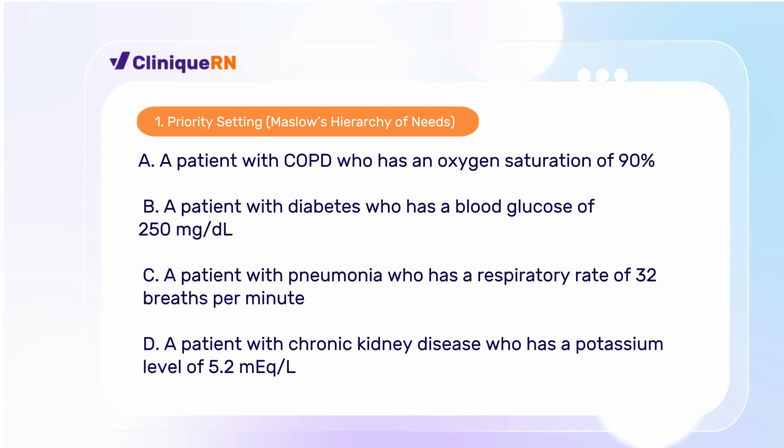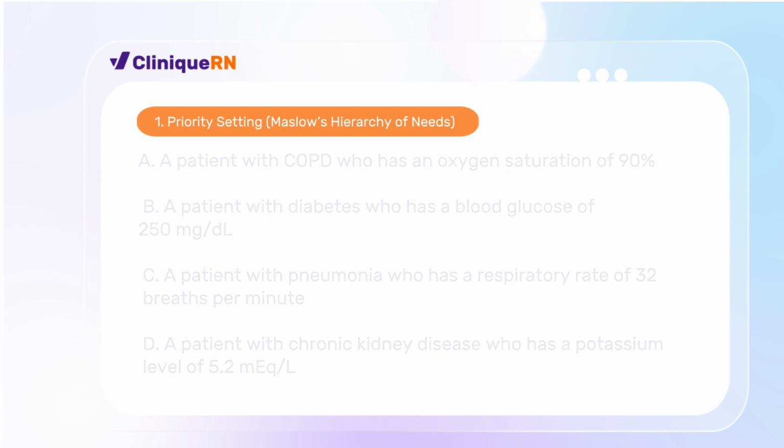B. A patient with diabetes who has a blood glucose of 250 milligrams per deciliter. C. A patient with pneumonia who has a respiratory rate of 32 breaths per minute. D. A patient with chronic kidney disease who has a potassium level of 5.2 milliequivalents per liter.